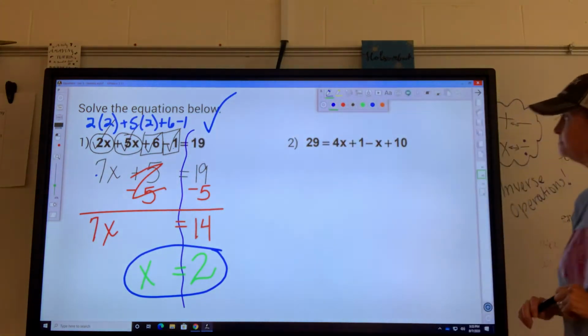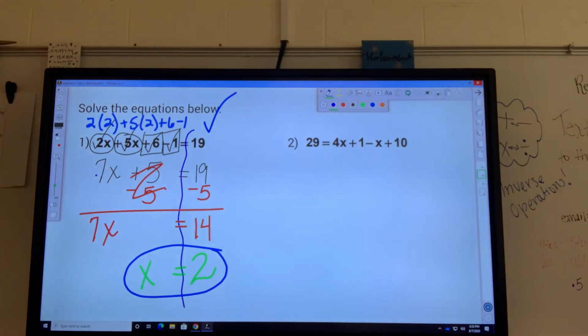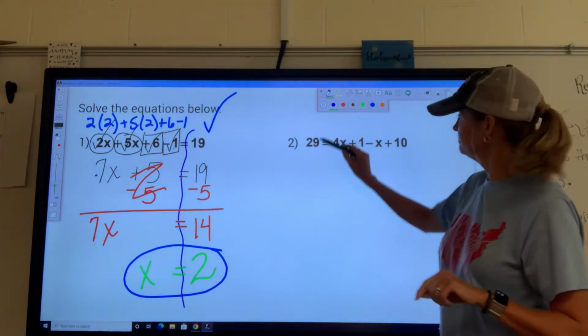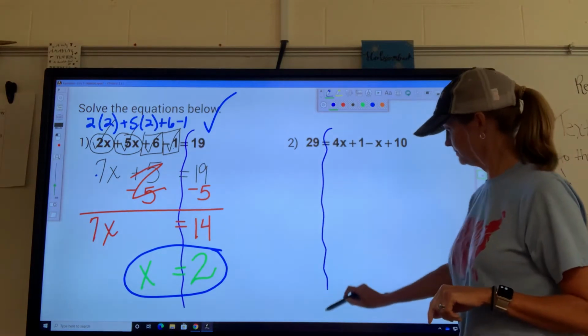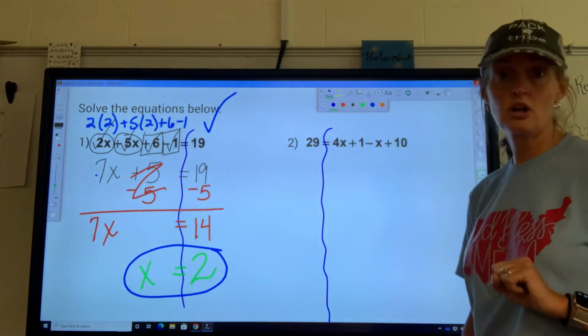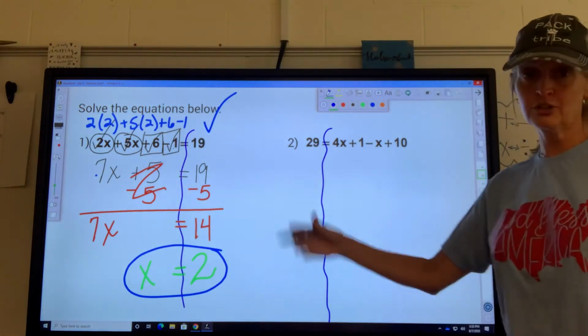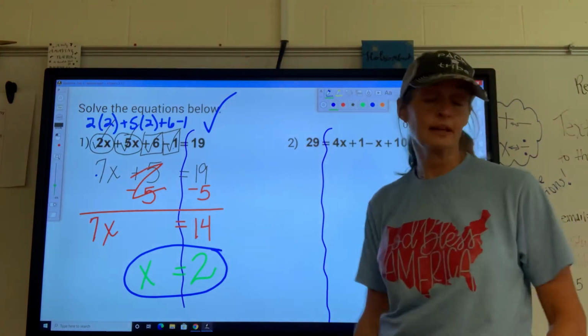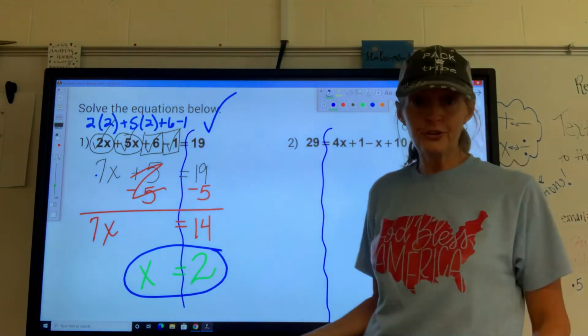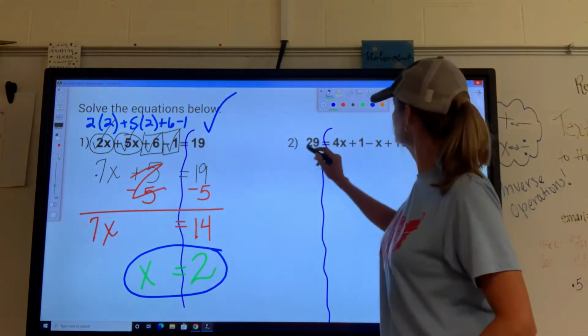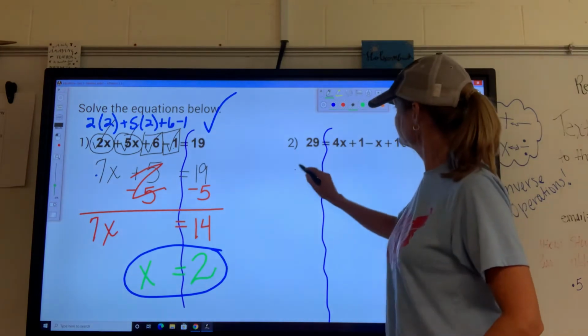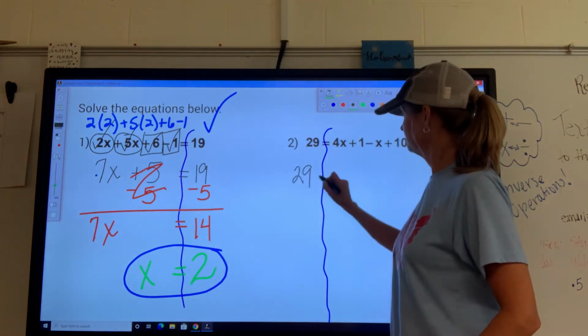All right, let's go to this one. Write this one down. 29 equals 4x plus 1 minus x plus 10. Okay? Now, the first thing I do, because I'm solving this equation, is draw the river. And I look at number 29 over there. What can you do to 29? Absolutely nothing. There's nothing to do to 29. So I'm going to just drop it down. It stays the same. Equal sign.